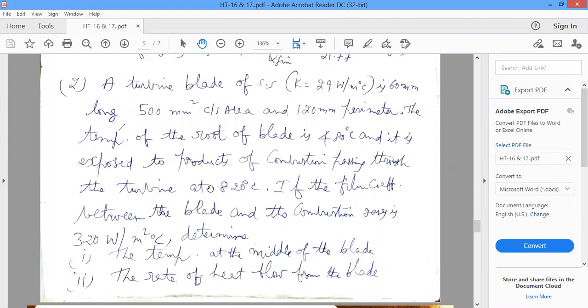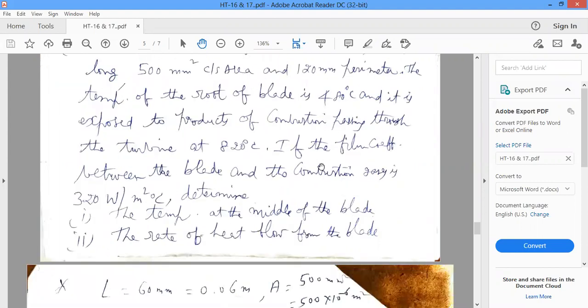Okay, if the film coefficient between the blade and the combustion gases is 320 watt per meter square degree centigrade or meter square Kelvin, determine the temperature at the middle of the blade.